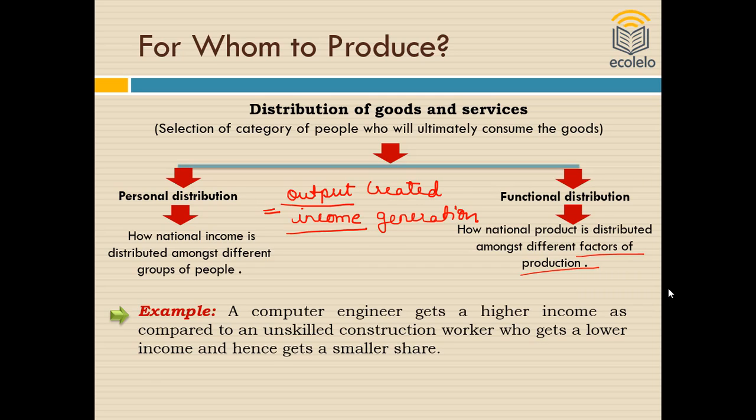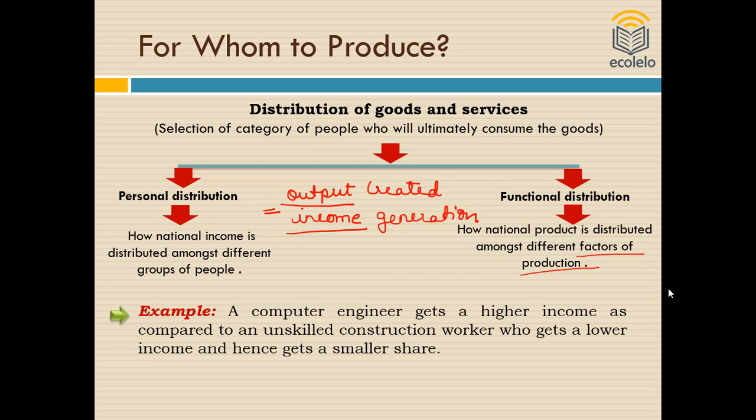A computer engineer gets a higher income as compared to an unskilled construction worker who gets a lower income and hence gets a smaller share. So somebody like a computer engineer, you have decided to give him a higher income share. On the other hand, you have decided to give smaller share to the unskilled construction worker. So this is your decision because we are assuming that this is your economy.